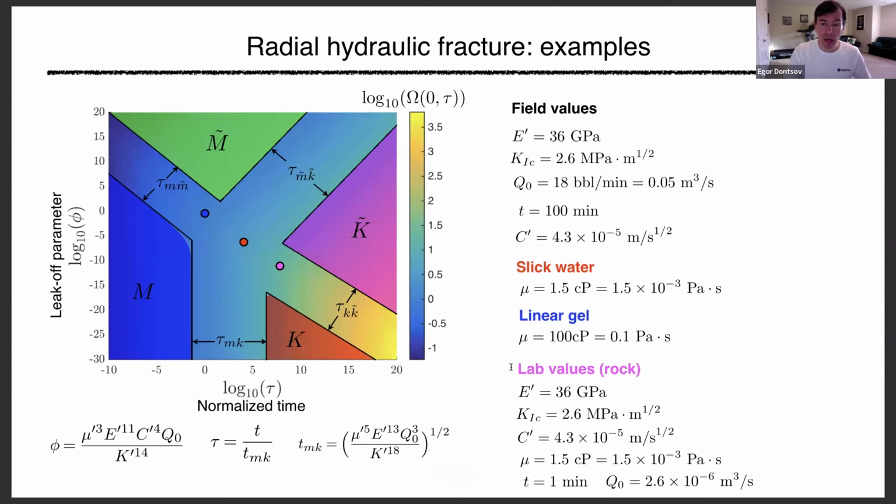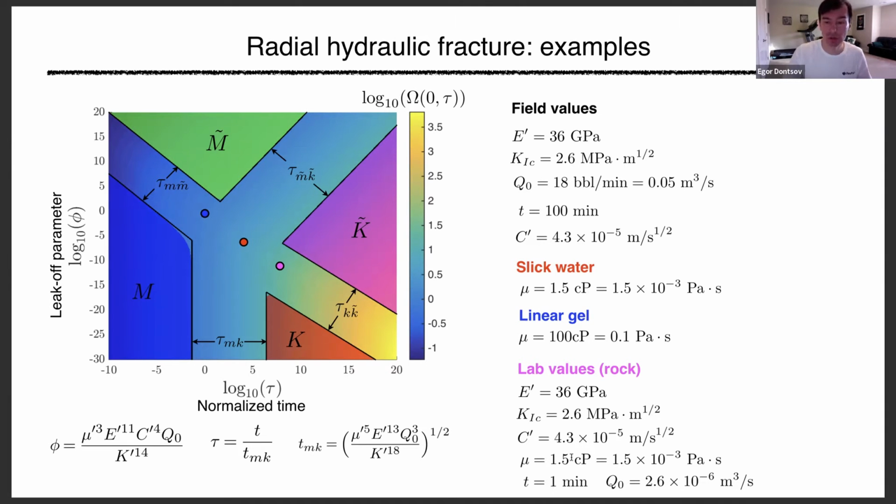But if you do lab work, and so you have a lab experiment. Now you have the real rock with real toughness, field scale modulus, field scale leak-off. But now you use field scale fluid viscosity, right? Like thick water, for instance, here. But you have to scale down the injection rate and time.